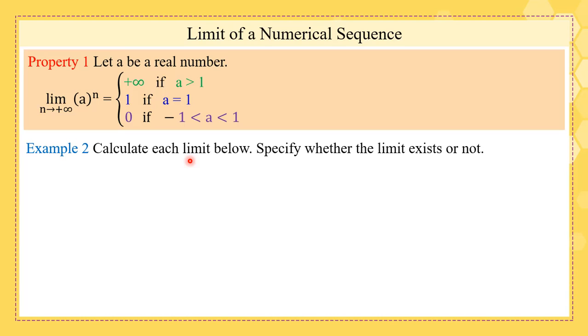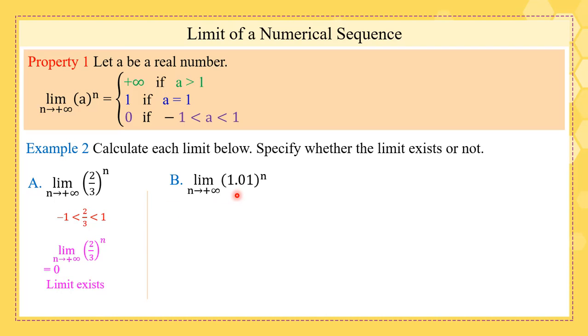Let's calculate each limit, and we also specify whether it exists or not. The limit of (2/3) to the power n as n tends to plus infinity. In this case, we see that 2/3 is between negative 1 and 1, so the answer of the limit is automatically 0. And the limit exists.